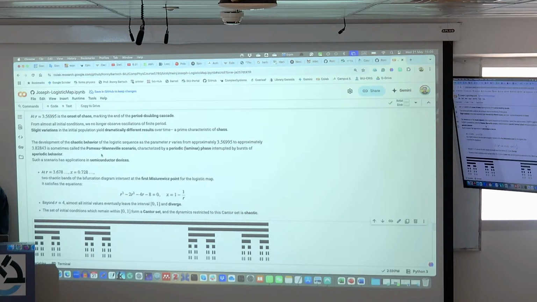The development of chaotic behavior of the logistic sequence as the parameter r varies from approximately 3.56 to approximately 3.82 is sometimes called intermittency. It's characterized by a periodic phase interrupted by bursts of aperiodic behavior.